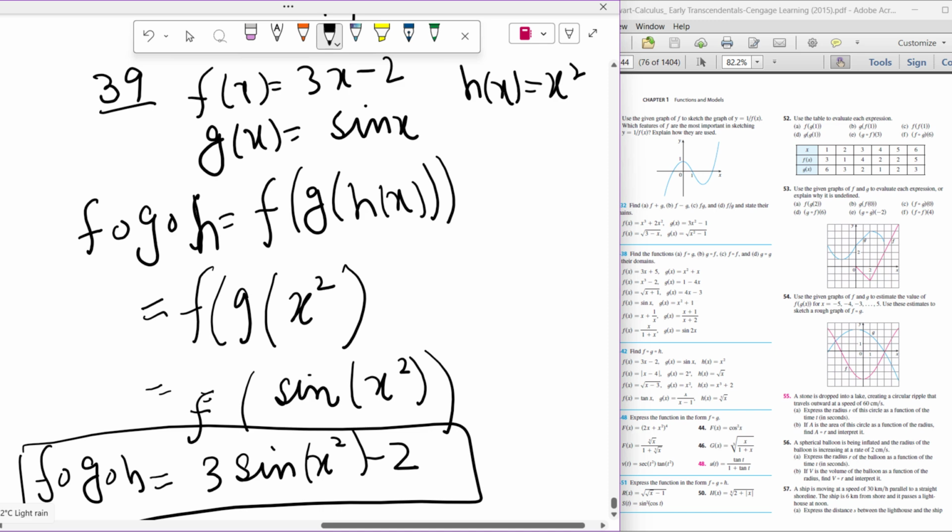If I just look at the steps, just for the sake of revision: first, instead of h of x, I have put the value of h of x, that is x squared. Now I have g of x squared, and the value of g of x is sine x, so replace x with x squared, that is sine x squared. Now put the value of f of x, where x is replaced by sine x squared, and minus 2 will be as it is. So in this way we can find the composites of functions. So this is all about the problems related to the combination and the composites of functions.